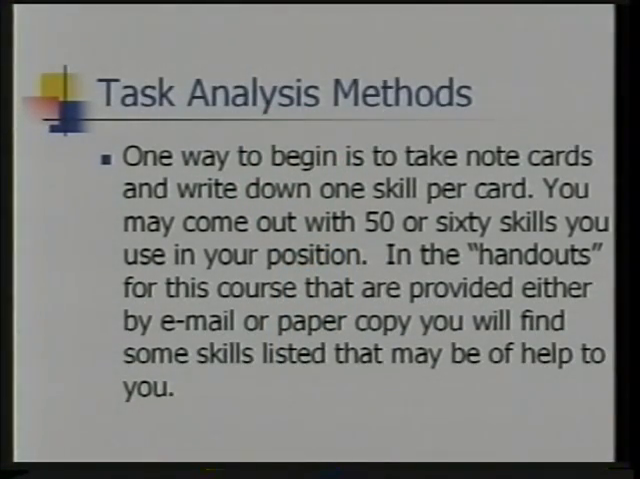But don't be discouraged if you keep changing your task analysis, but work on it. Look at the skills and then get some of your friends or, again, individuals to help you. Now, one way that I think is pretty neat in figuring out how to build this task analysis is kind of similar to what I just said, but you take note cards and you write down one skill per card. So you may come up with 50 or 60 skills. In the handouts for this course, they'll be provided either by email or paper copy. You'll find some skill listed. And we talked about that a while ago. The instructor may give them out to you, or it may be emailed or placed on a site.